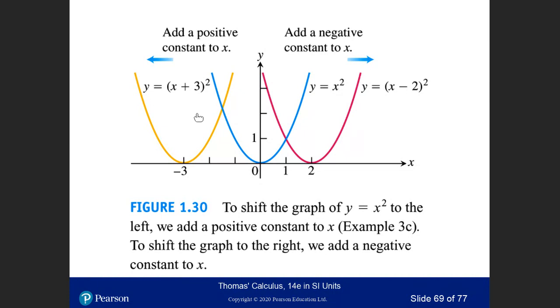Now, if you add positive 3 here, okay, here y is 0 when x is 0. Now, y is 0 when x is equal to minus 3. So you shift it to the left. Okay, so vertical and horizontal shifts are done like this.